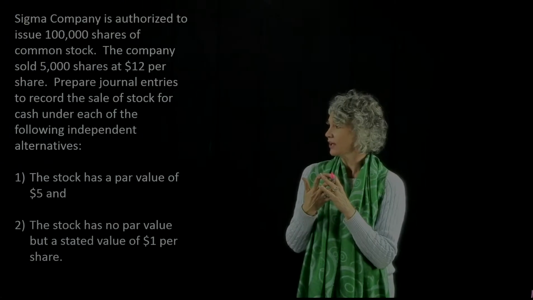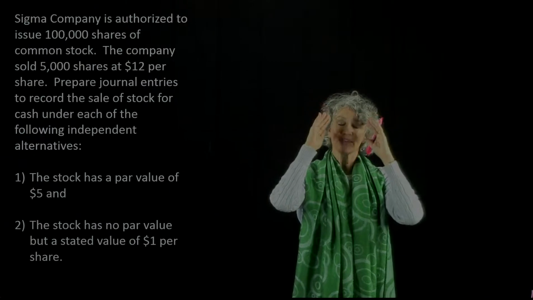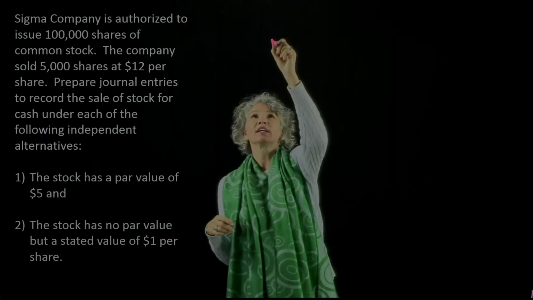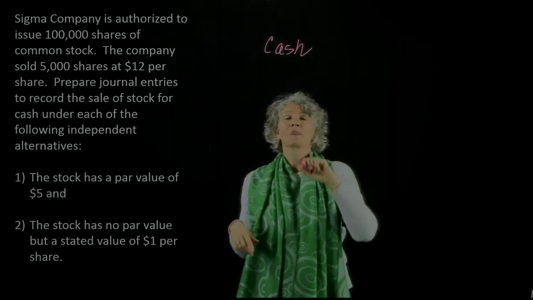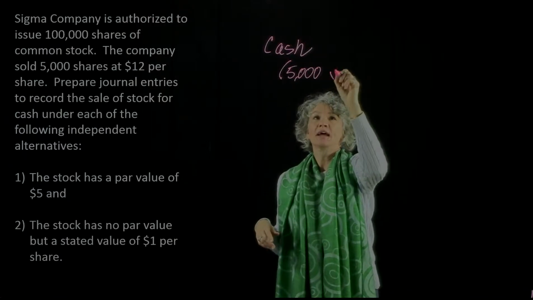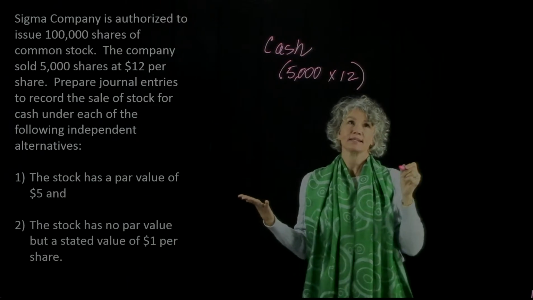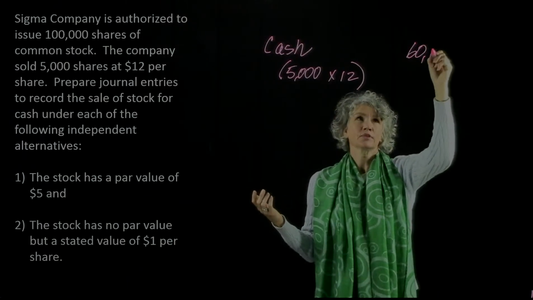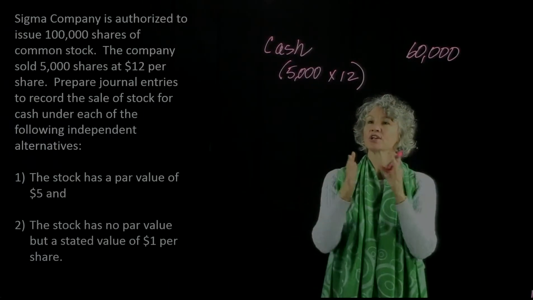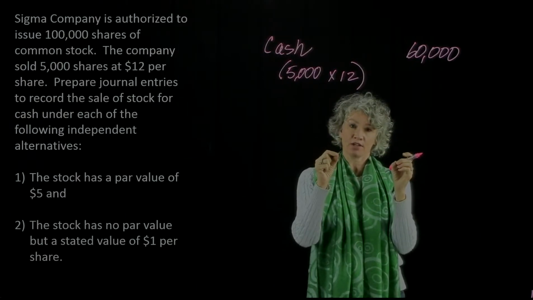Well, for one thing, they're going to pay us for this stock. So always start with the cash. Always start with the cash, okay? So we're going to debit cash. What are we going to debit it for? Well, we've sold 5,000 shares at $12 a share. Okay, so that should be $60,000? Always start with the cash because you know that you have to make an entry that's going to work out to cash.